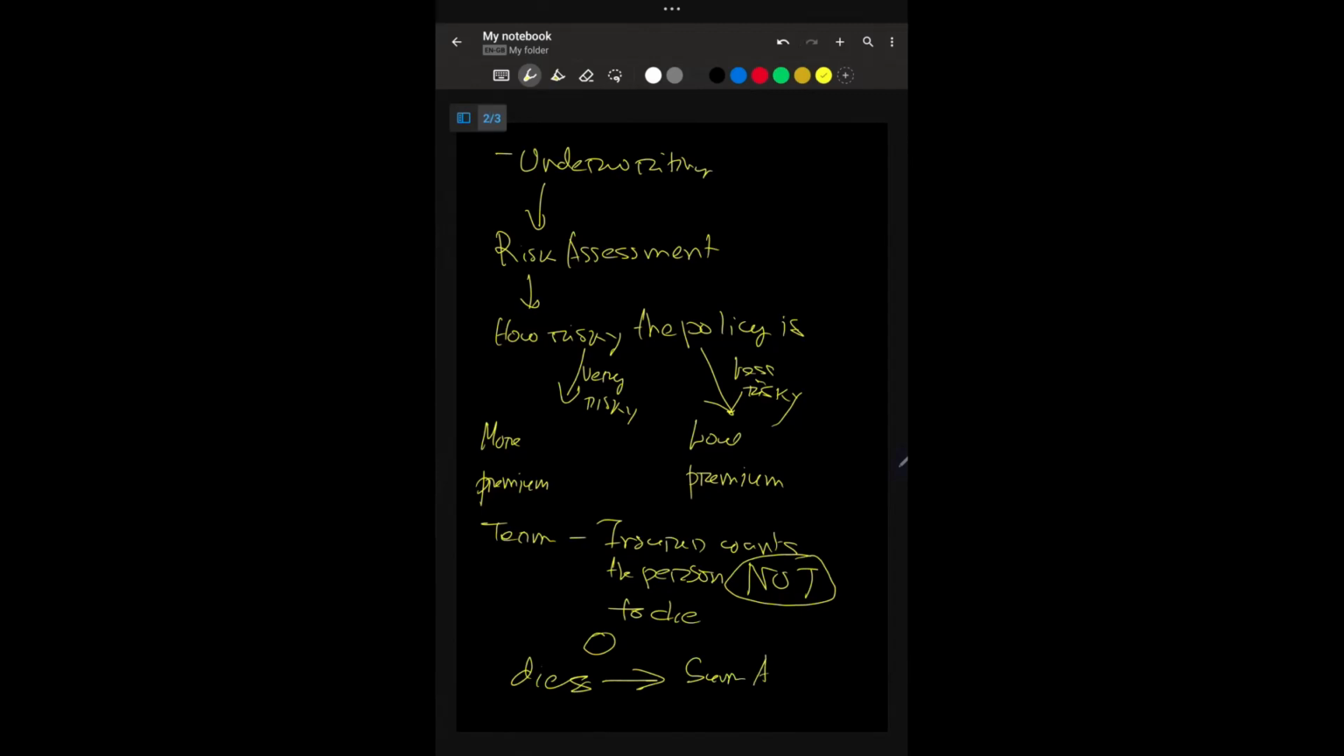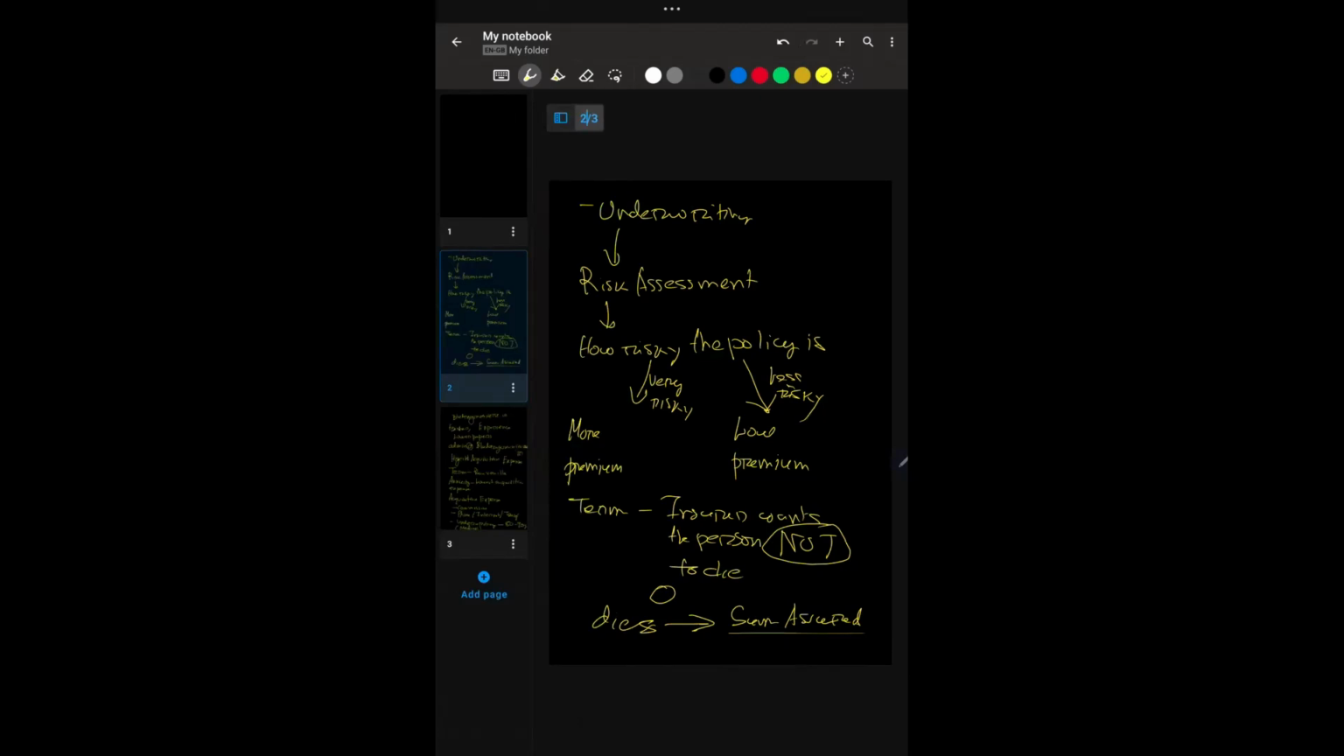If the person dies, then the nominee would be paid the sum assured, right? So that is how term assurance works, and that is why underwriting is so important. Let us move to the other page.